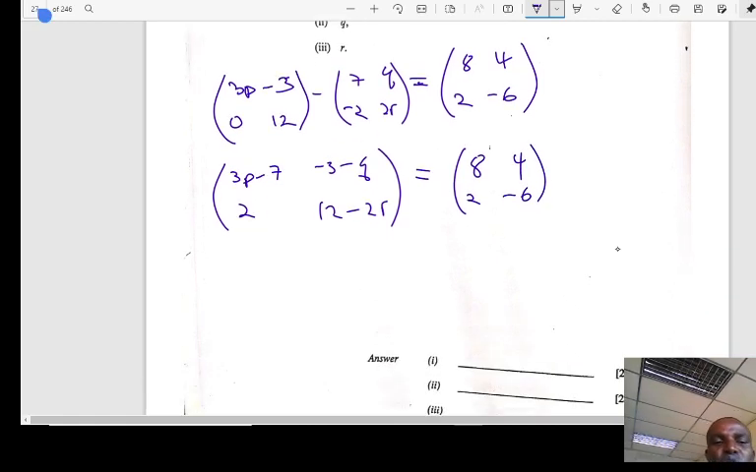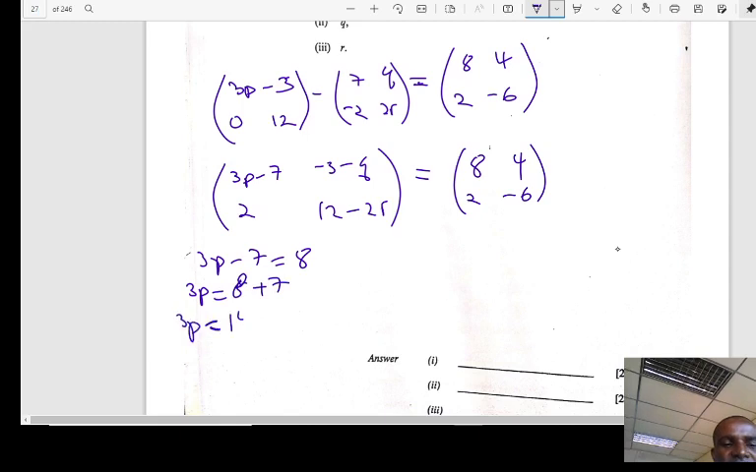3p minus 7 is equal to 8. Then you can find your p: it is 8 plus 7. It will be 3p is equal to 15. Divide by 3 by 3, you get your p is equal to 5. So p is equal to 5.